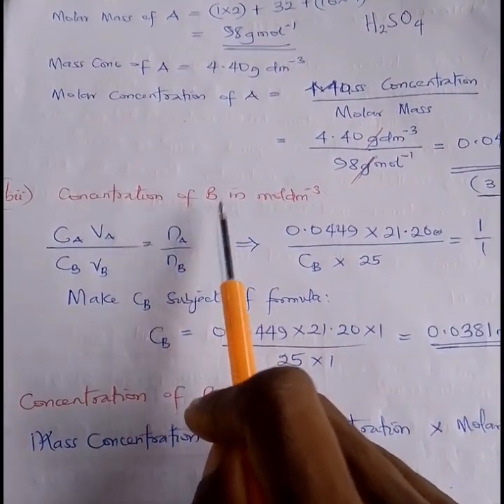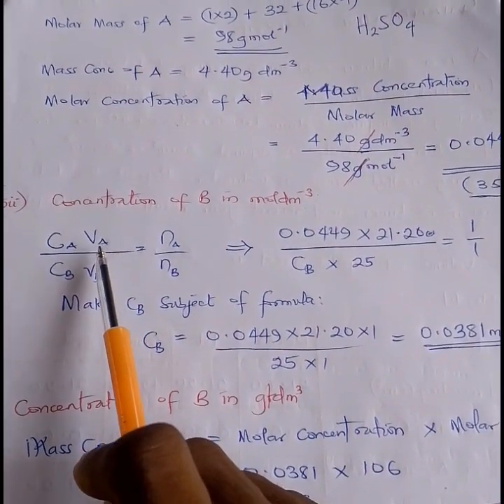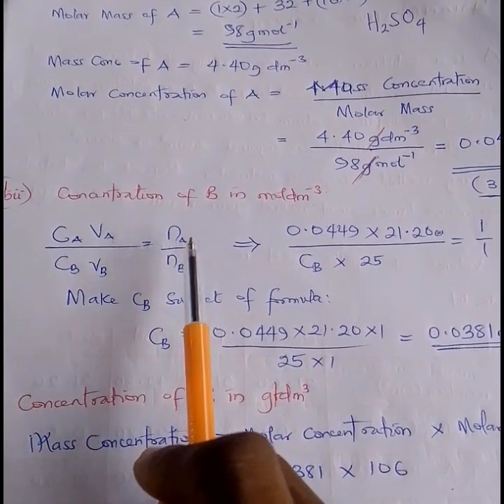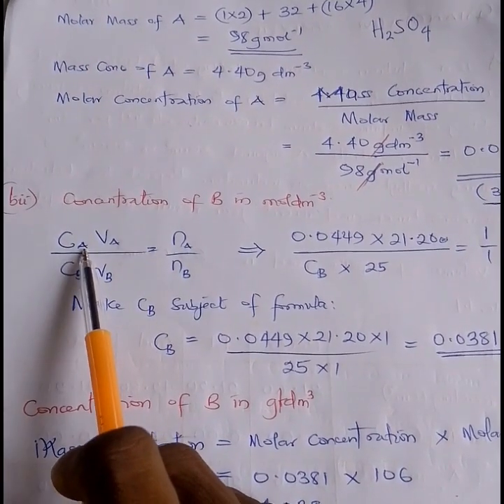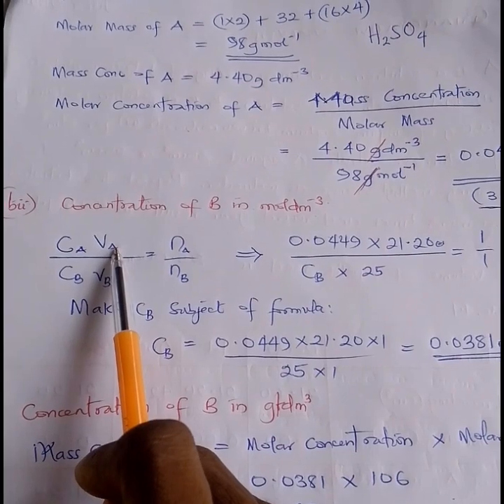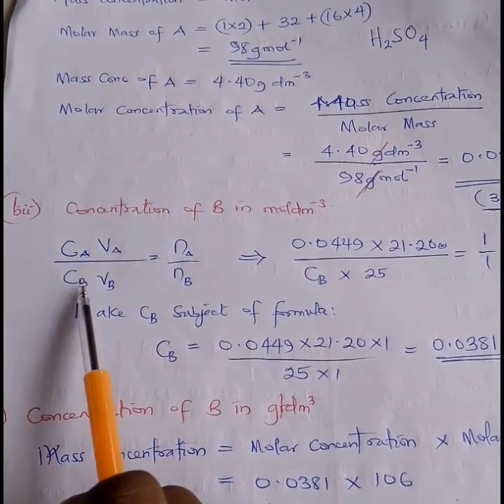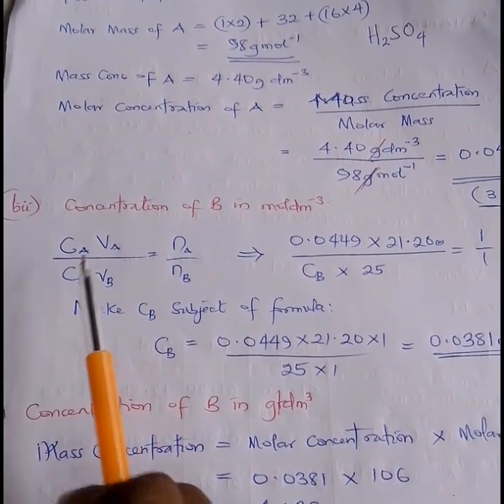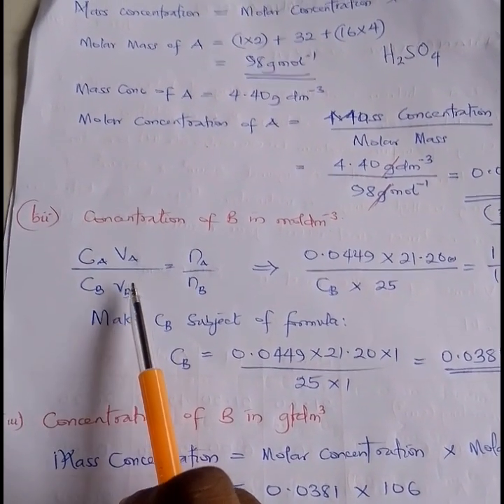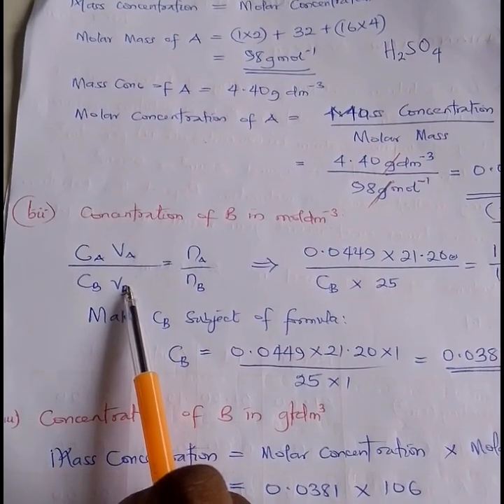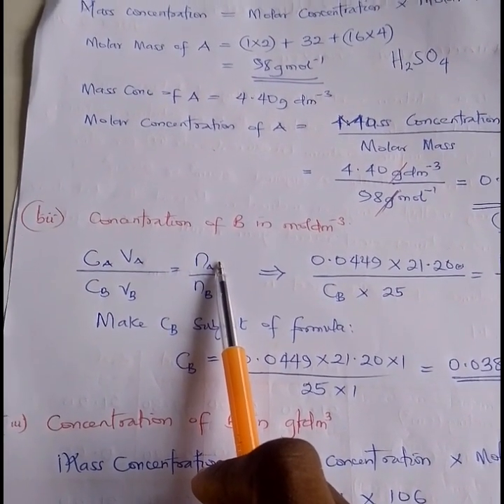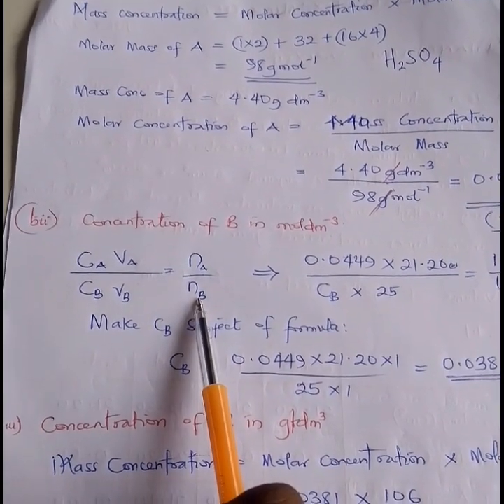So in order to do this, we use CAVA over CBVB is equal to NA over NB. Now CA implies concentration of acid in mole per dm cube, VA is the average volume of acid used, CB is the concentration of base in mole per dm cube, and VB is the volume of base that was pipetted, or the volume of sodium trioxocarbonate that was pipetted. NA is the number of mole of acid in the reaction equation, and NB is the number of mole of base in the reaction equation.